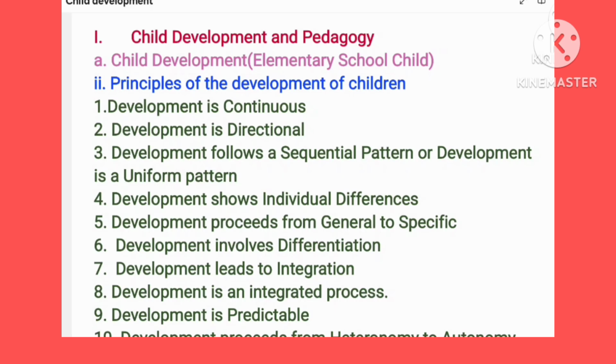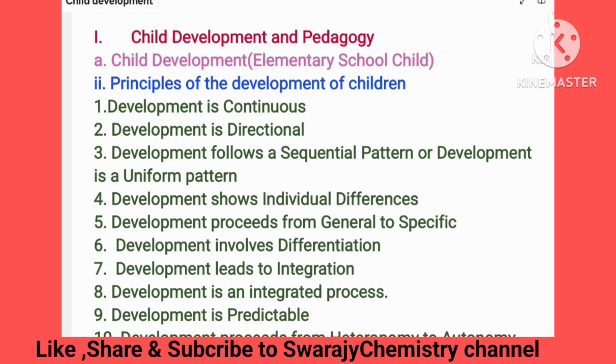In the previous videos, we discussed the meaning of child development, the difference between growth and development, and the concept of development and its relationship with learning. Today in this video, we are going to learn one of the most important and scoring topics in CTET, that is principles of child development. These principles help teachers to understand how children grow, learn and change step by step. I will explain each principle in a very simple way with examples.